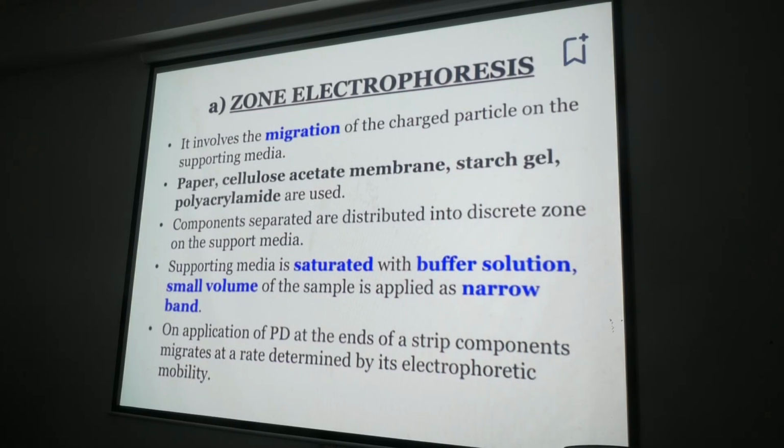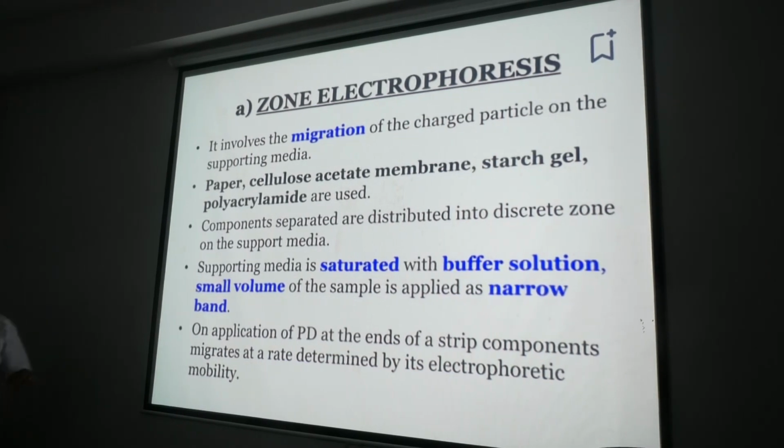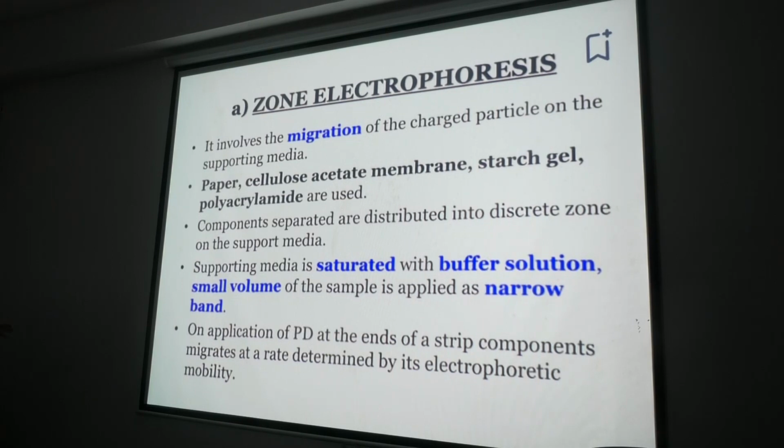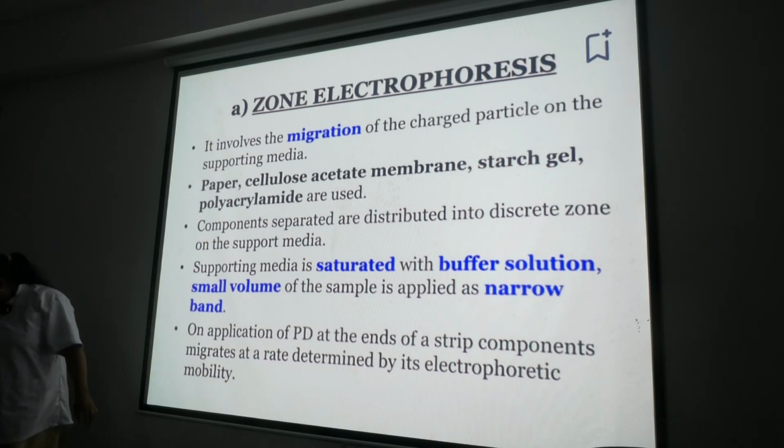Zone electrophoresis involves the migration of the charged particle on the supporting medium. Paper, cellulose acetate membrane, starch gel, and polyacrylamide are used. Components separated are distributed into discrete zones on the support media. The supporting medium is saturated with buffer solution. A small volume of sample is applied as a narrow band. On application of the potential difference at the ends of the strip, components migrate at a rate determined by their electrophoretic mobility.